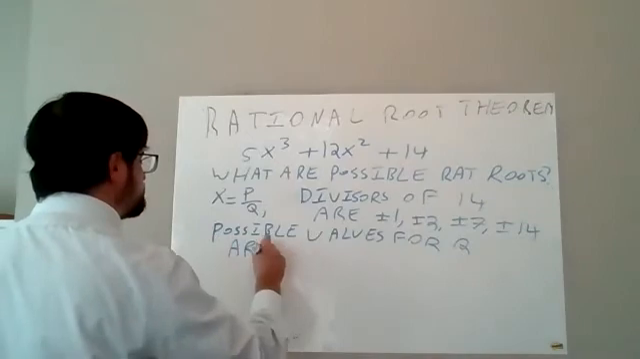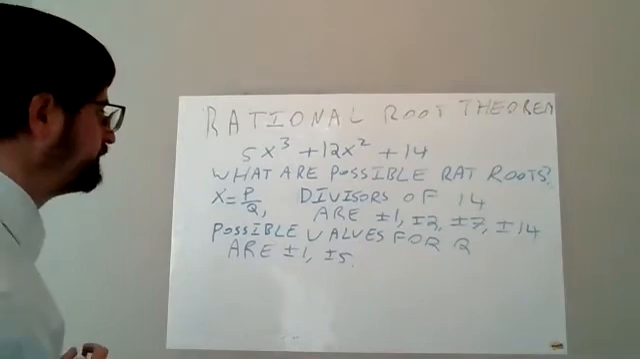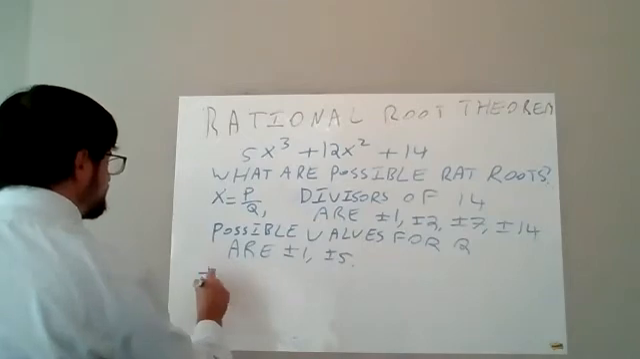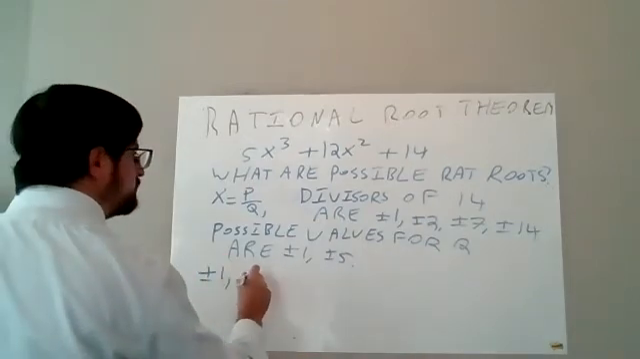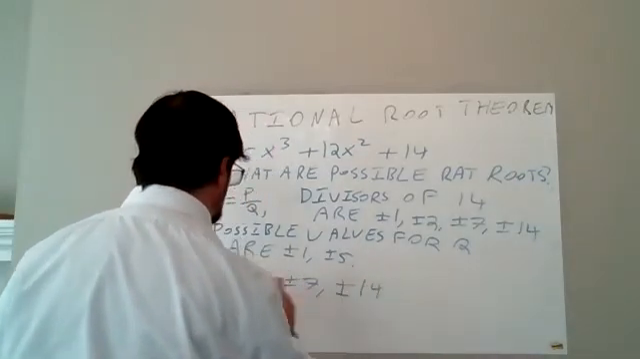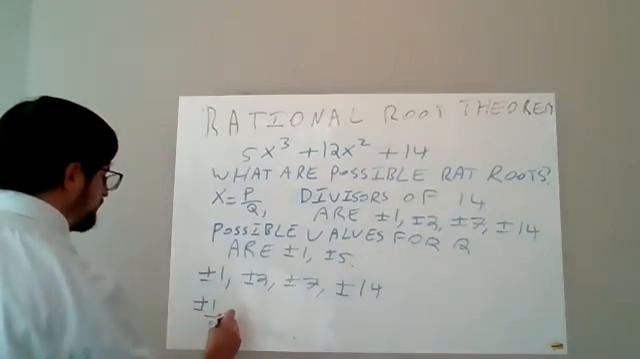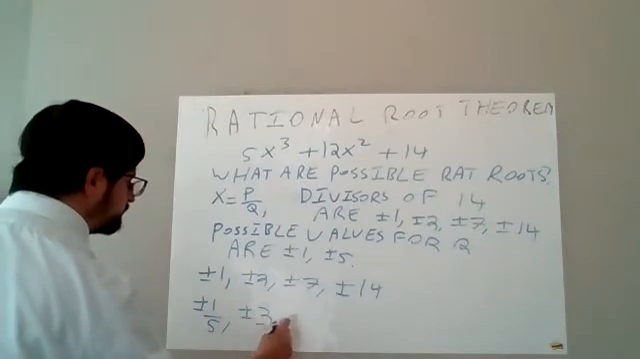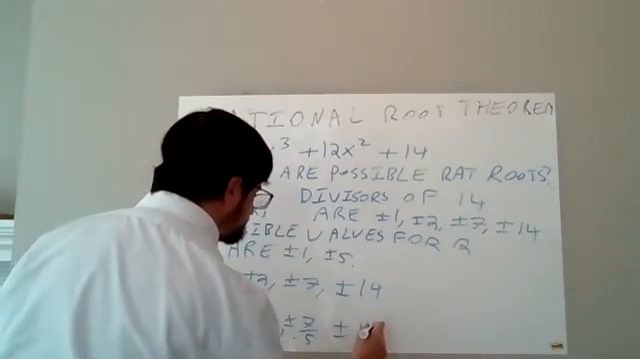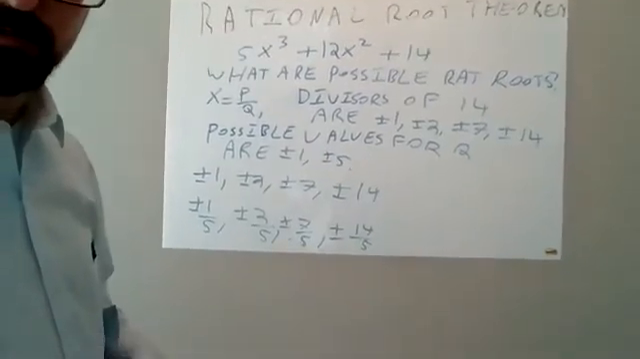are plus or minus 1 and plus or minus 5. So now, put that all together, and our potential roots here are plus or minus 1, plus or minus 2, plus or minus 7, plus or minus 14, or the same things but with 5s in the denominator. So plus or minus 1 over 5, plus or minus 2 over 5, plus or minus 7 over 5, and plus or minus 14 over 5. So that's what we get from the rational root theorem.